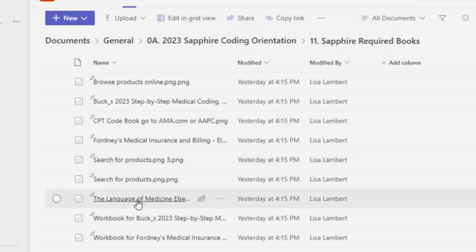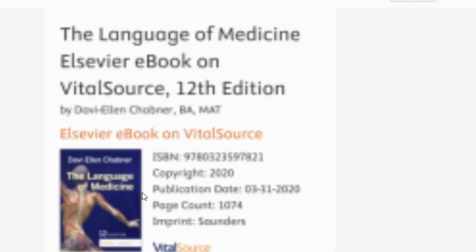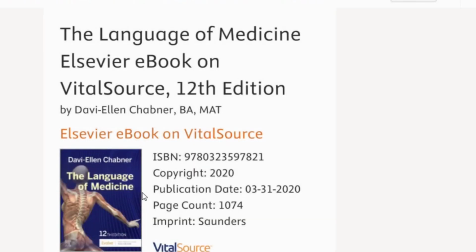So I'm trying to see if I put the new language of medicine book in here. So I think I did. I did. So this is the new language of medicine book. This is the 12th edition. You guys got the 11th edition or the 10th edition. Same thing, doesn't matter. I think I have the 11th edition. Oh, I think a student has mine. That's fine. But this is the new book. If you want to get the new book, you guys can go ahead and get the new book, okay?